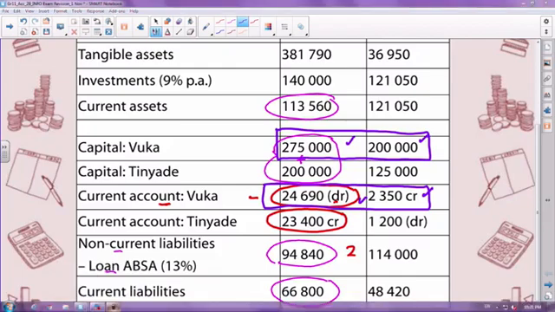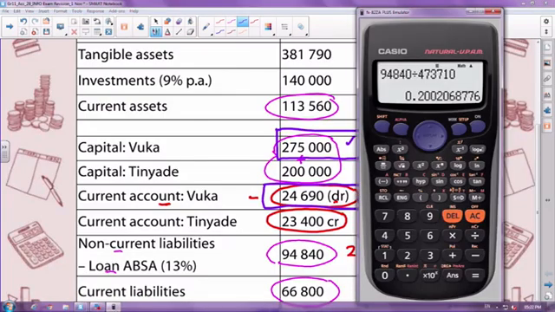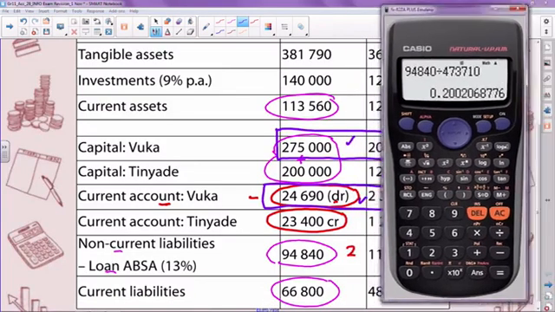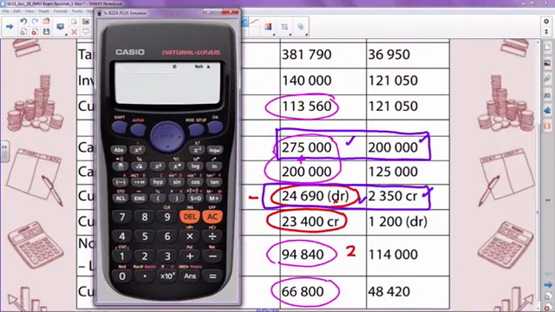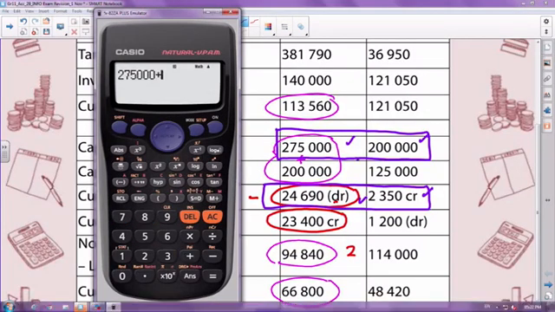So let's get the calculator out so that we can work out his average equity. Let's just move this so you guys can see. We're going to start off with capital, 275,000 plus his capital for the previous year, 200,000.